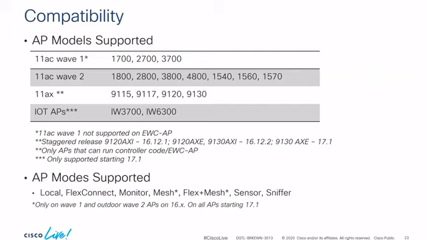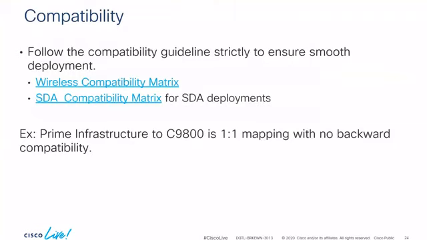The same holds true for the AP modes. While local mode and FlexConnect have been supported from day one, features such as mesh and Flex plus Bridge mesh have been enabled on different AP platforms and different code versions. So again, depending on your deployment, please make sure you read the wireless compatibility matrix, which has all of that information and much more. If you have an SDA deployment with DNA Center, something that we are not really discussing in this session, please refer to the SDA compatibility matrix.